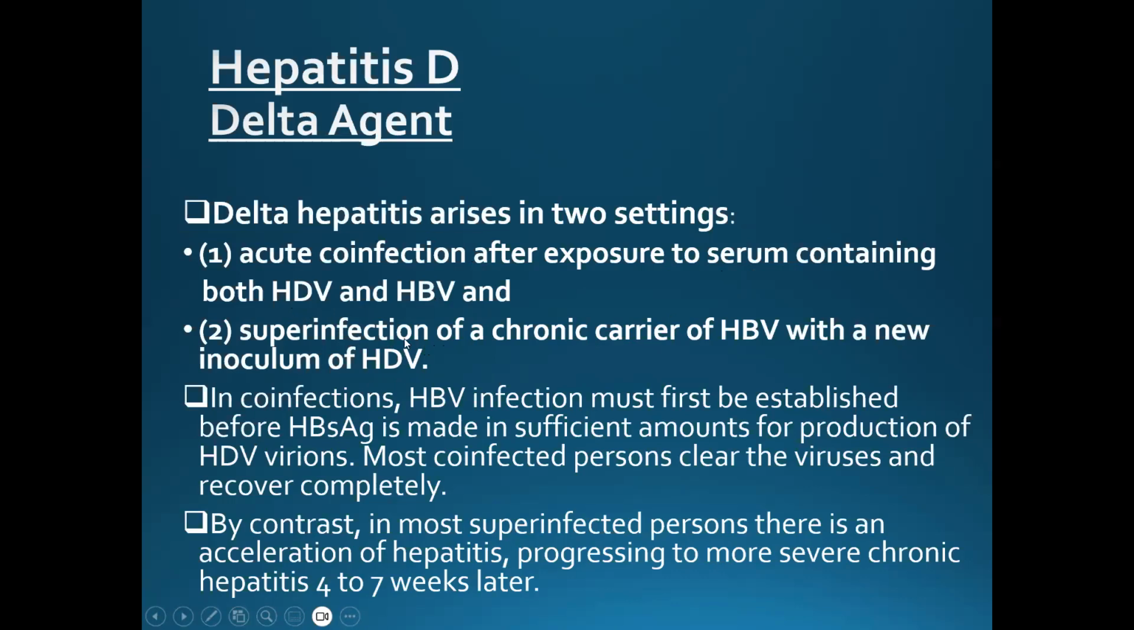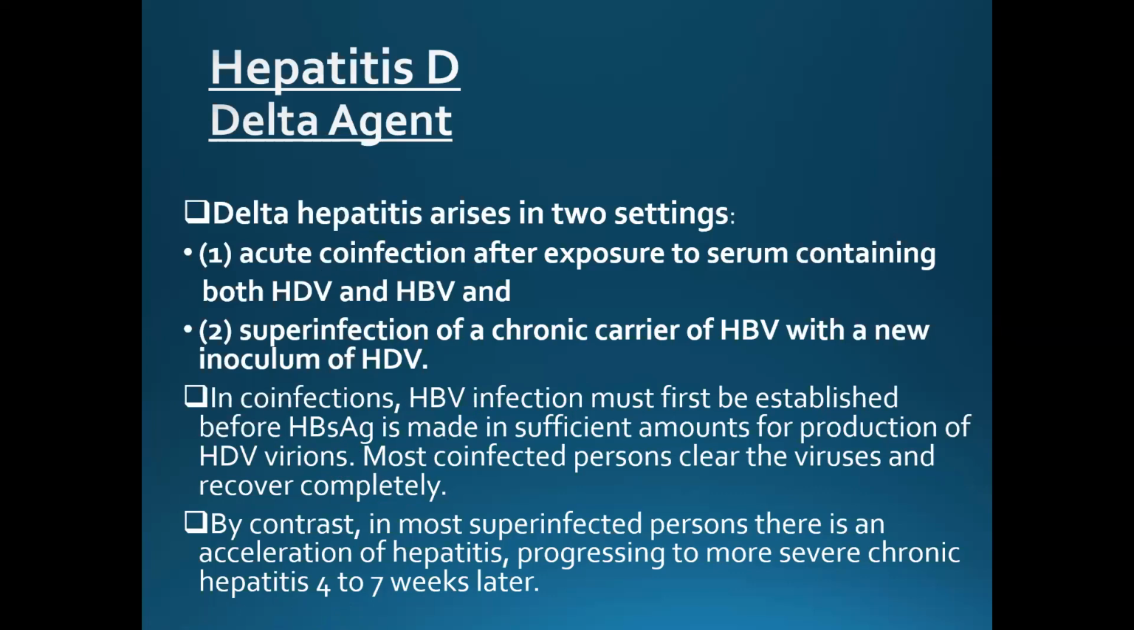Now, most of the patients who have a co-infection, who get exposed to serum of hepatitis B and the Delta agent, are going to clear the viruses and recover completely. The reason for this is that the competition between the two viruses, especially the Delta on the HBV for its coat and for its genome, is going to weaken both, and that's going to allow the immune system to simply destroy both of them at the same time.